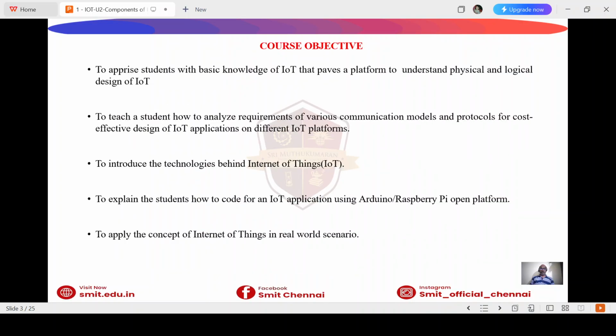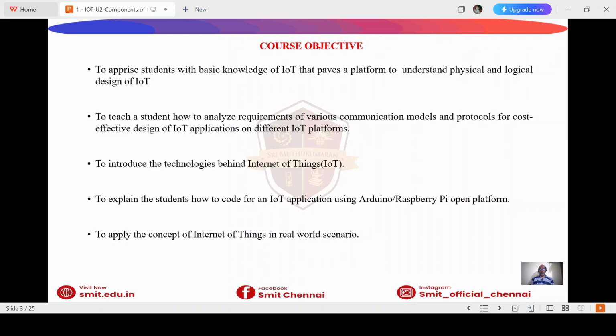Let me walk through the course objective of Unit 2: to teach a student how to analyze requirements of various communication modules and various protocols for cost-effective design of IoT applications on different IoT platforms. So the objective of this course is mainly to come to know what communication modules are available and also what network protocols are available in order to design cost-effective applications in various platforms.